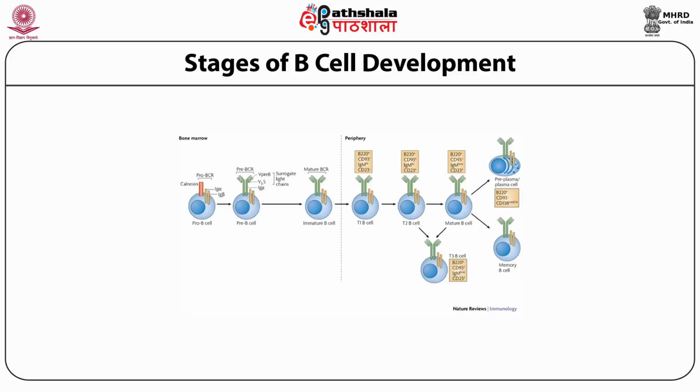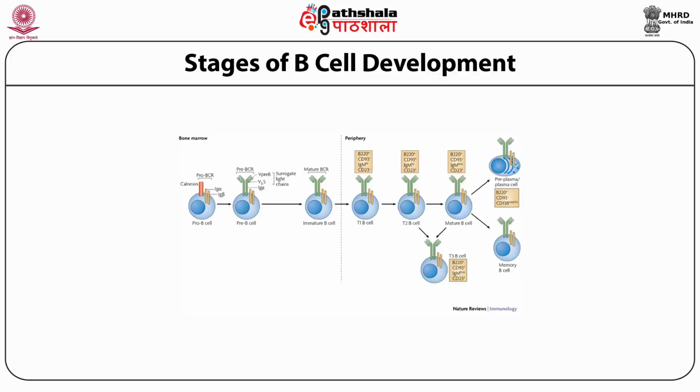And once the B cell gets matured, it goes to the secondary lymphoid organs, especially the spleen and lymph nodes, where it stays for a long time, waiting to encounter the antigen. Once the antigen comes in contact with the mature B cell, it becomes a plasma cell, and this plasma cell becomes an antibody producing B cell.